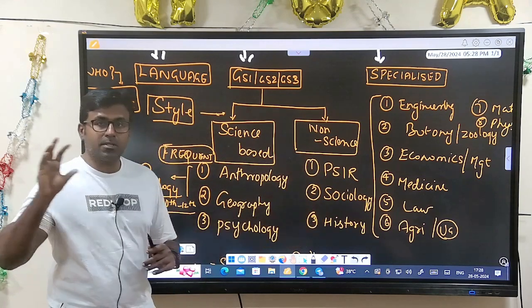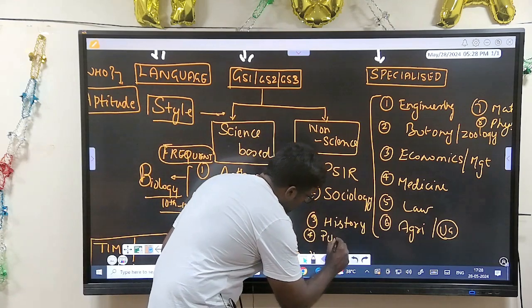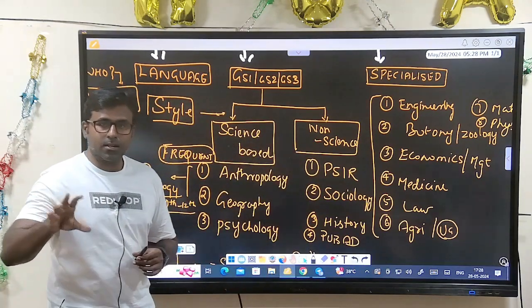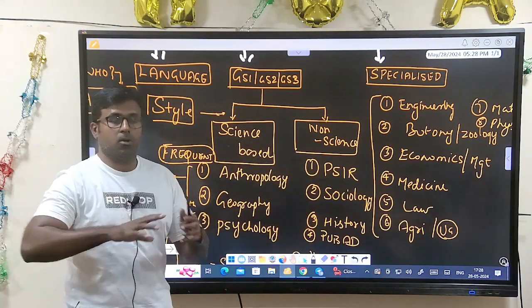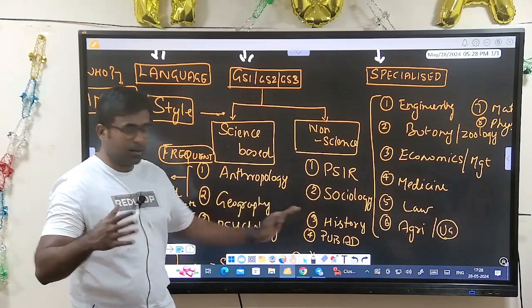Non-science, look at all these things. These are all abstract. And one more thing I forgot is public administration is also there. PubAd. So these are all abstract. What is governance? What is a governance structure? Or as I said, what is a religion? And so many things come in this.